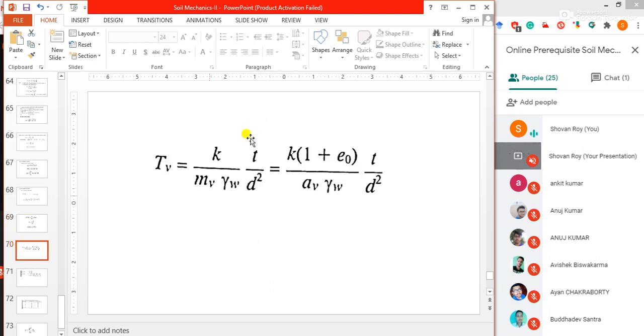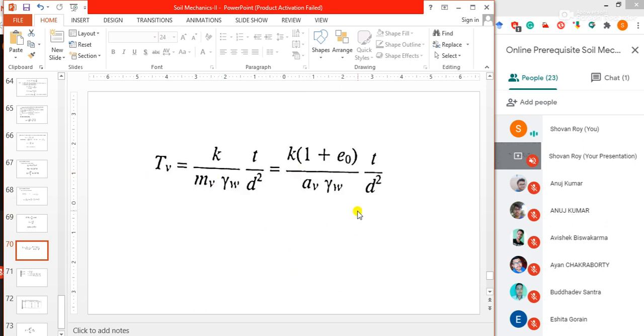But the Tv factor also we can find out from this formula. The final formula is Tv equals K into (1 plus e0) by av gamma w, into T by D square. You should write these formulas. I'll send the PPT also, no problem, but you should write. These formulas are required to calculate our numericals.